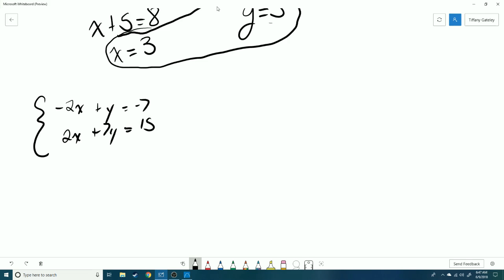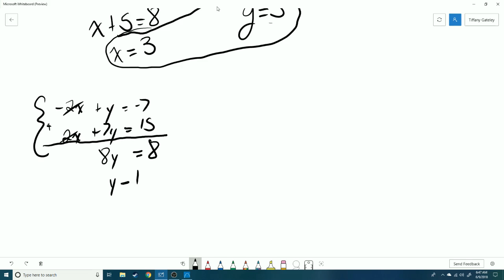Now in this one, it's clear to see that we're definitely going to use the elimination method because we already have a positive 2x and a negative 2x. So we're just going to add the two equations together, and our x's cancel, and that gives us 8y equals 8. So divide 8 by each side, so y equals 1.